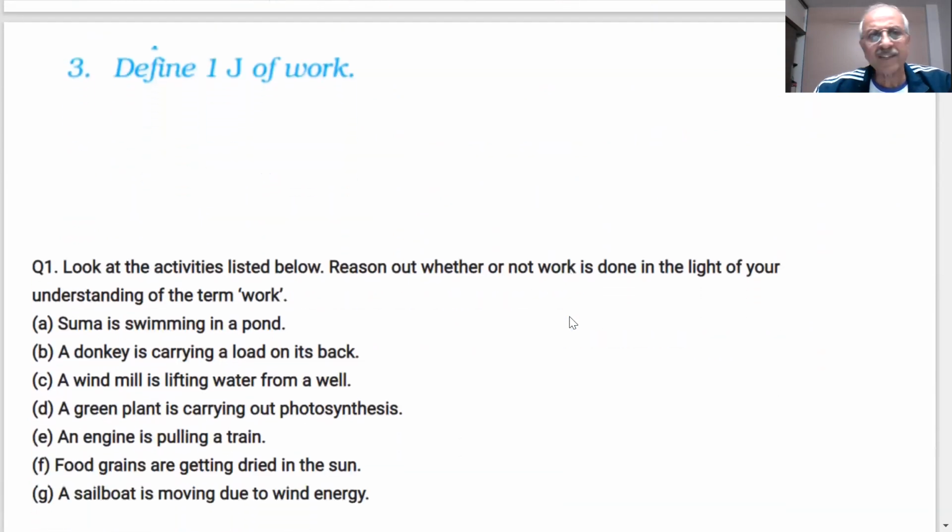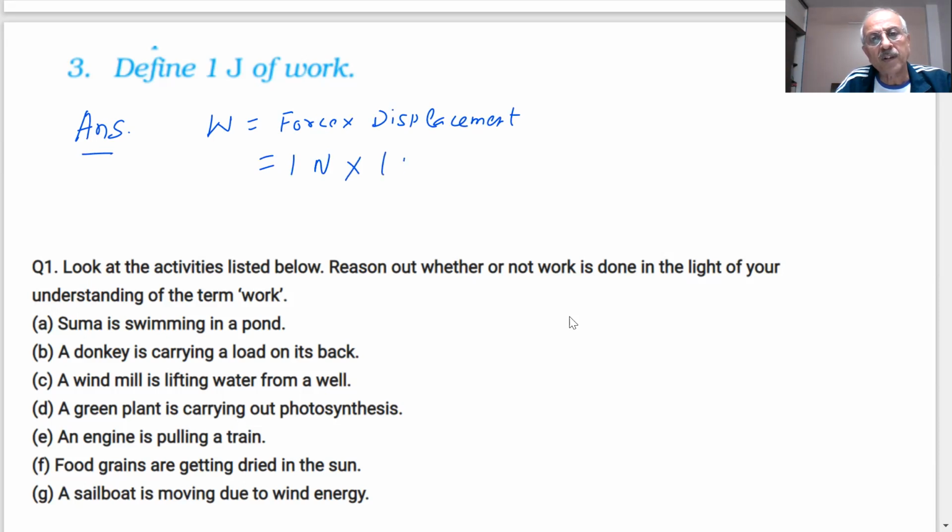Another question is coming on the screen, students. Define 1 joule of work. How will you define 1 joule of work, students? Sir, 1 joule of work means the amount of work done on an object when a force of 1 Newton displaces it by 1 meter. You are saying work is equal to force into displacement. When you apply 1 Newton force and displacement is 1 meter, that will equal 1 Newton meter, which will be equal to 1 joule.